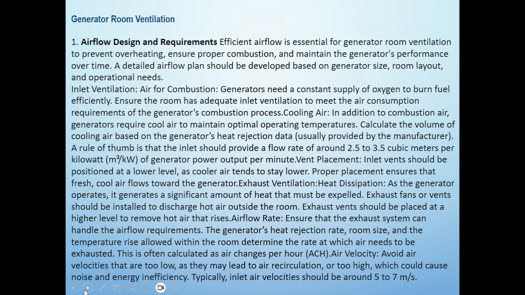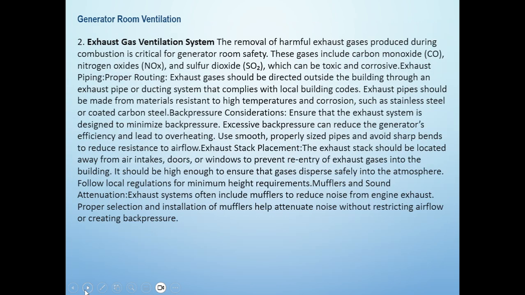Air velocity. Avoid air velocities that are too low as they may lead to air recirculation, or too high, which could cause noise and energy inefficiency. Typically, inlet air velocity should be around 5 to 7 meters per second. Next, exhaust gas ventilation system. The removal of harmful exhaust gases produced during combustion is critical for generator room safety. These gases include carbon monoxide, nitrogen oxides, and sulfur dioxide, which can be toxic and corrosive.